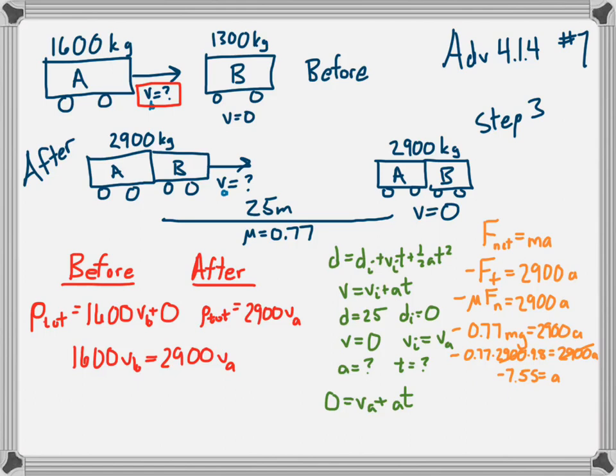We just figured out that the acceleration of these two cars as they come to a stop is negative 7.55 meters per second squared. So I can plug that back into this equation, and I get 0 equals v sub a minus 7.55 times t. I want to figure out what v sub a is so that I can find out what v sub b is, but this t is still in the way. In other words, I don't know how long it took for these two cars to come to a stop.